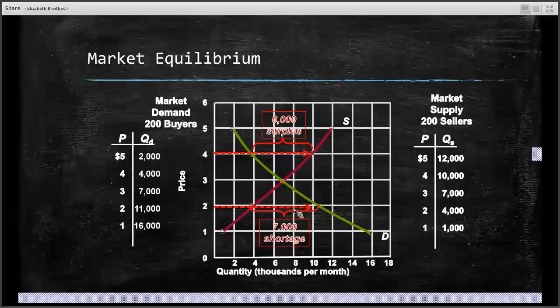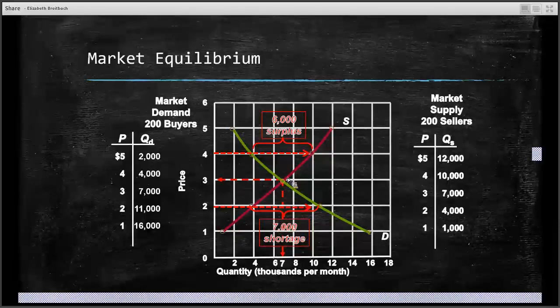And so sellers, what do they do? They see, well, I know I only have 4,000 units for sale, but there's 11,000 people knocking at my door. What am I going to do? I'm going to increase my price. So at any price below the equilibrium, what we're going to see is a shortage existing. The quantity demanded is greater than the quantity supplied. And then we're going to see prices increase.